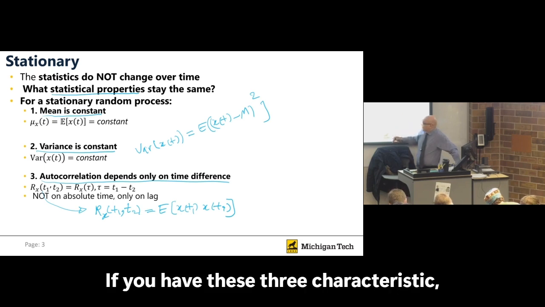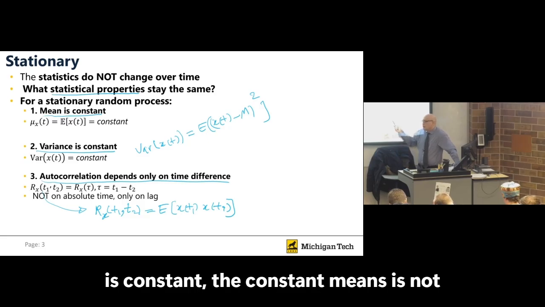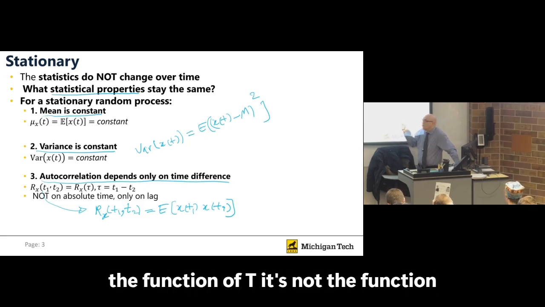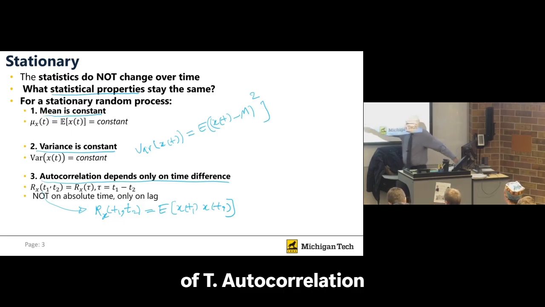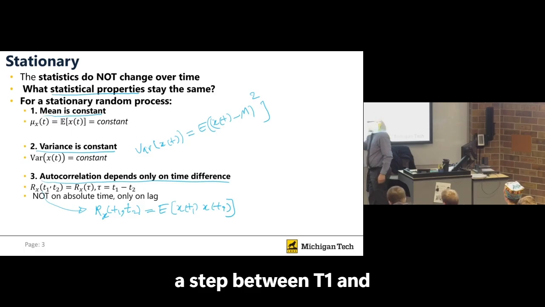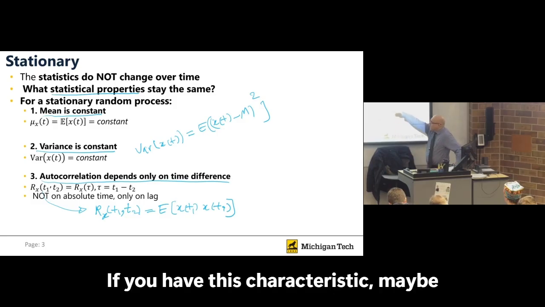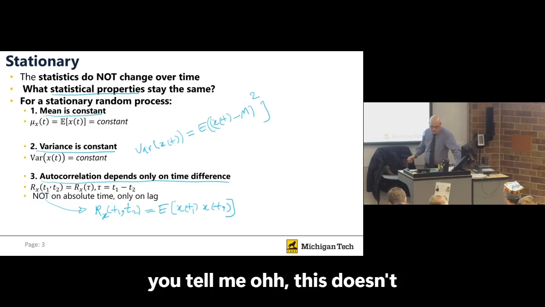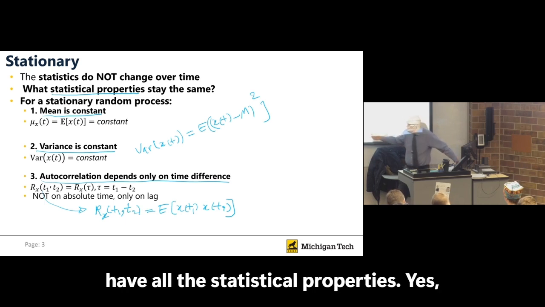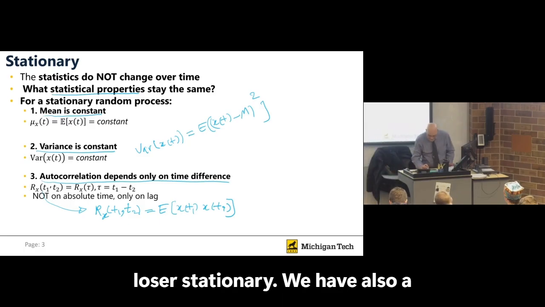If you have these three characteristics, if the mean is constant, if the variance is constant, where constant means it is not a function of t, and autocorrelation is a function of the lag, or the step between T1 and T2, okay? Maybe you'll tell me, oh, this doesn't have all the statistical properties. Yes, this kind of stationary is a loose stationary. We also have a strict stationary.